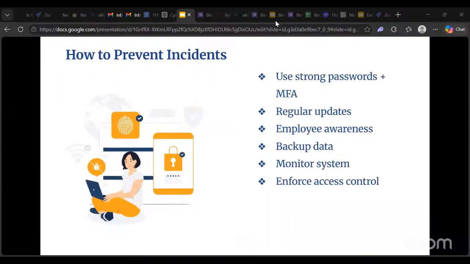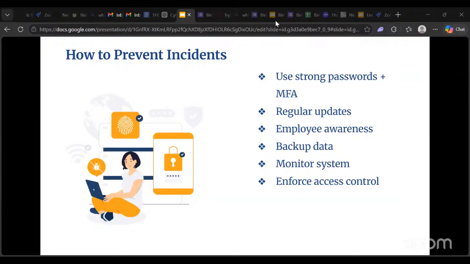Now, security: how to prevent incidents. In order to prevent security incidents, we make use of strong passwords plus multi-factor authentication. An example of a strong password is the use of numbers, characters, and special characters, like slash, hyphen, exclamation mark. Then regular updates. It's always important if, for instance, we see an update for an application software or a system software. They are known as patches. It's always important for us to update our system.